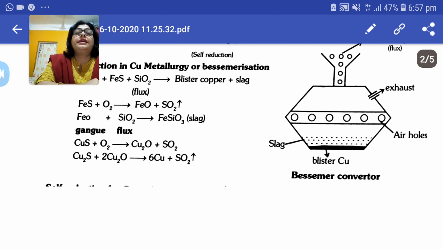Now the last step: copper sulfide, that is copper in the form of sulfide, plus oxygen will give you Cu2O plus sulfur dioxide. Now this Cu2O will again react with the remaining copper sulfide, which will give you copper plus sulfur dioxide. This is taking place at a very high temperature. So this is an example of what? Self-reduction. So we have learned the chemical reduction, we have learned the self-reduction.